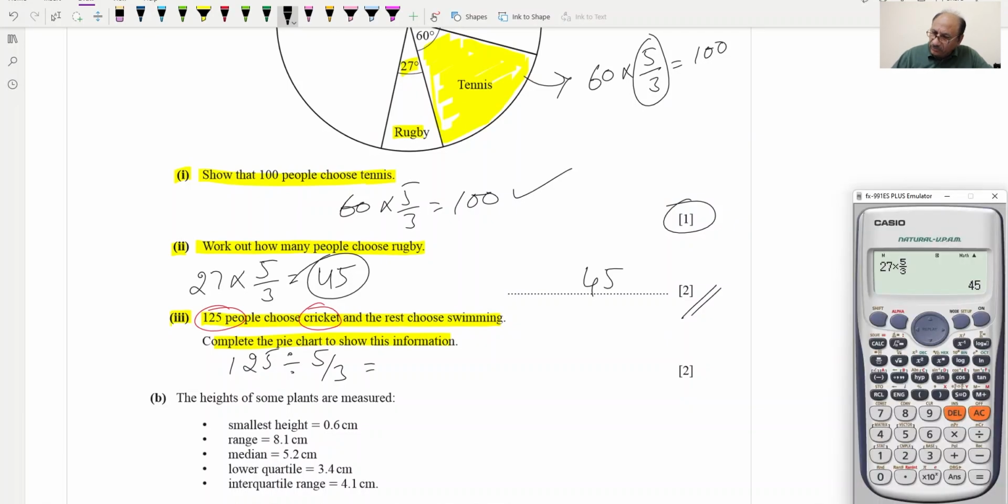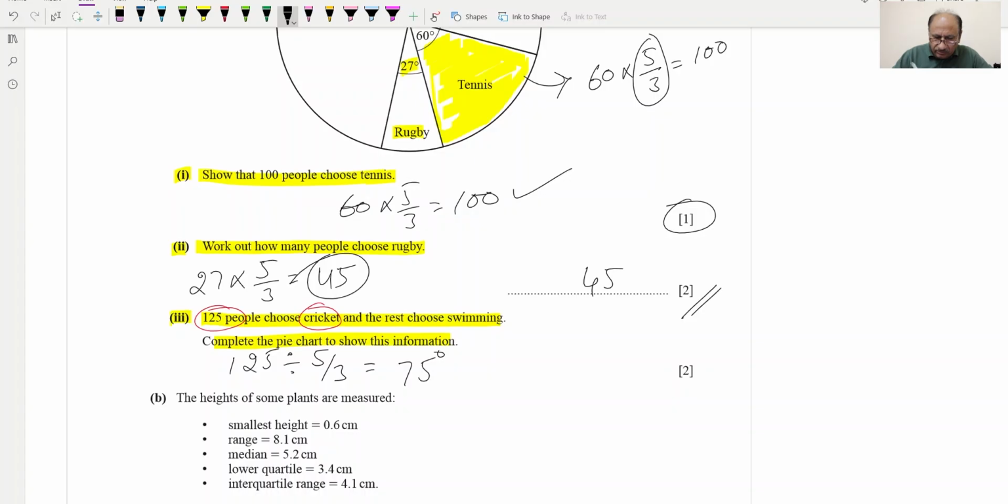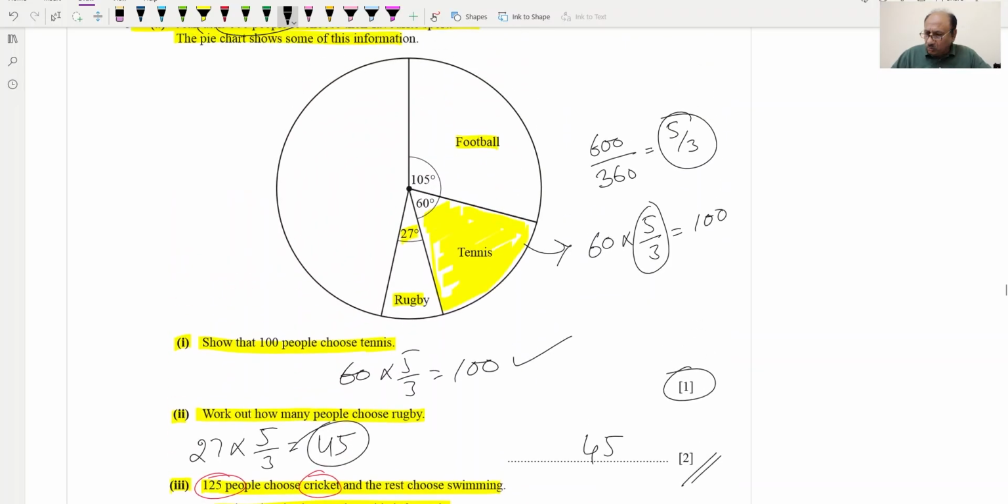So 125 divided by 5 over 3 will be equal to 75 degrees. And this angle will be 75 degrees, and this was a 2 mark question. We have to show it on the pie chart also. So roughly if I show 75 like this one, we can show this angle as 75 degrees, and 75 degrees is for cricket, and the rest is swimming.